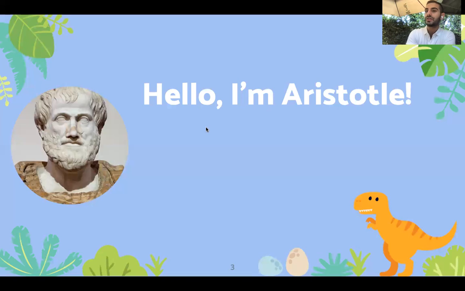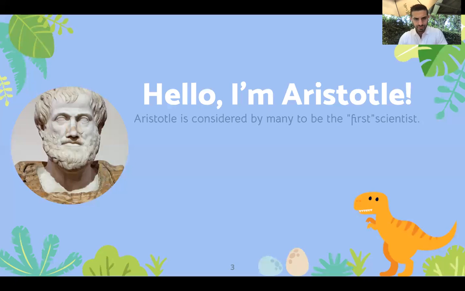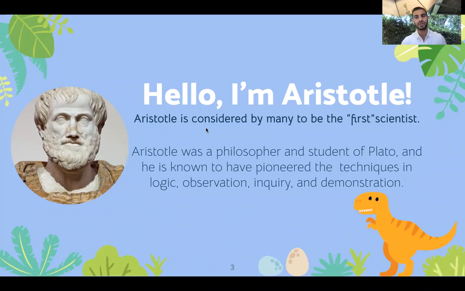So this, if you didn't already know, is Aristotle. Aristotle is considered to be the first scientist. For those of you who don't know who Aristotle is, I know none of you are philosophers, but Aristotle was a philosopher and a student of Plato. So the first people who began thinking about being a student and going to school, and that the world was bigger than what they believed it to be, and there was more to learn. These people are called philosophers.